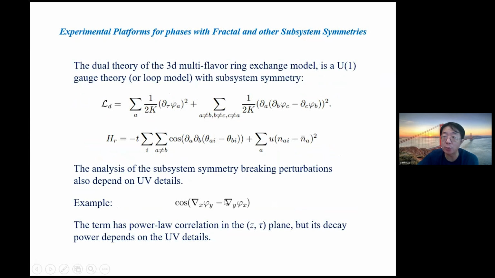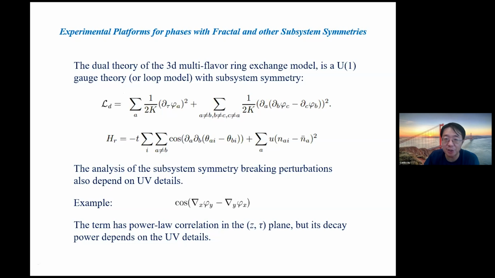This is the ordinary electromagnetic field term, the cosine B term. So if we evaluate the correlation function of this term at this fixed point with both the U1 gauge symmetry and also the subsystem symmetry, the correlation function for this operator is non-zero and also power law in the tau z plane. But the decay power also depends on the UV details. So this model also has the subtlety of the UV-IR mixing.